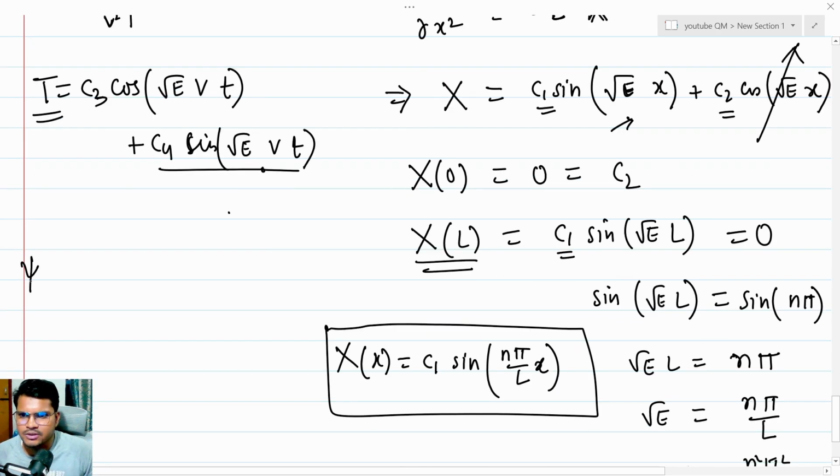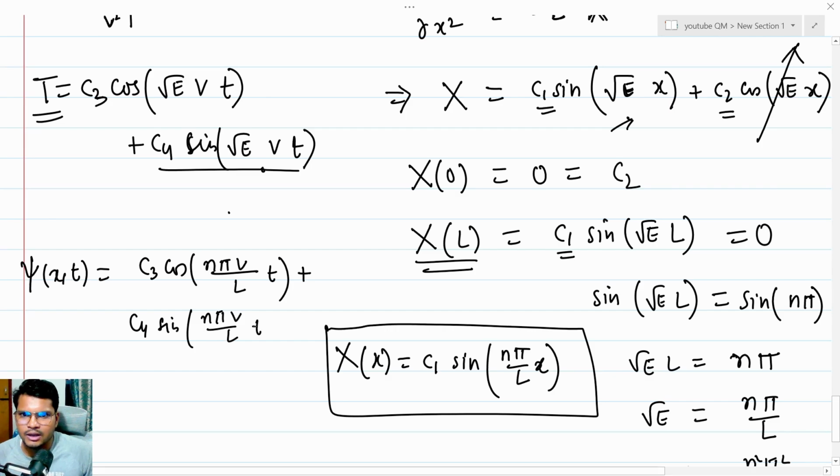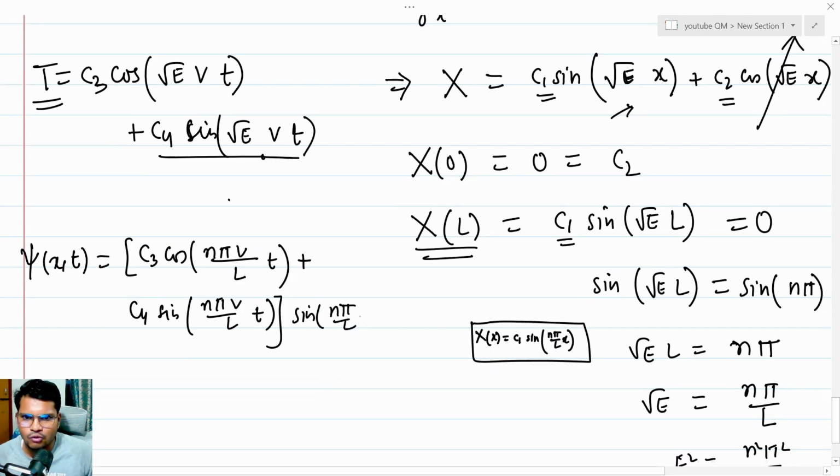Now I can write the wave function ψ(x, t) equal to c3 cos of root e, and I know what this is, nπv over L into t, plus c4 sine nπv over L into t, right? And multiply by, because ψ is this T times X, and hence I can simply write over here sine nπ over L into x. Now why am I writing this one? Where is the c1? Since there are already two constants, I can absorb it there, right?